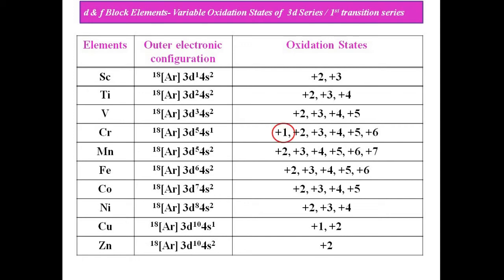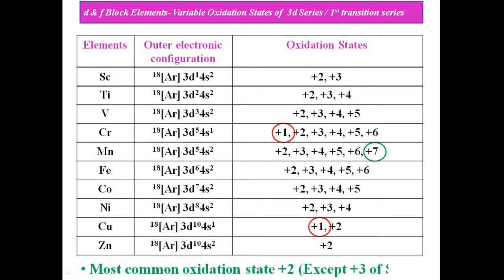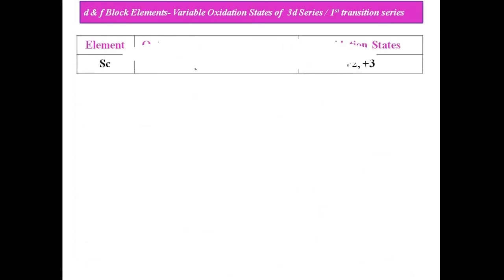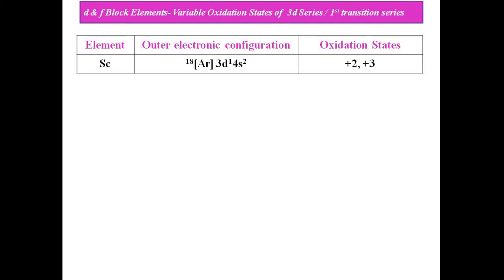One more common observation is that chromium possesses the +1 oxidation state, and similarly copper. Then +7 is the highest oxidation state, which is exhibited by manganese, and the most common oxidation state is +2. All the elements present in the 3d series are mostly observed in the +2 oxidation state, except scandium, which is generally observed in the +3 oxidation state. Now, one by one, we will discuss the oxidation states of each and every element.